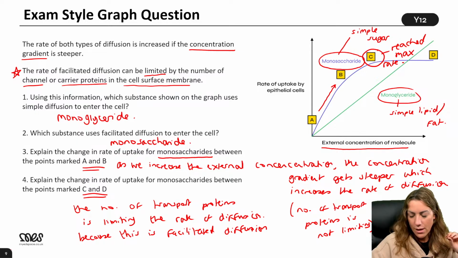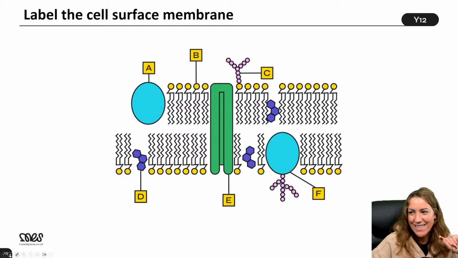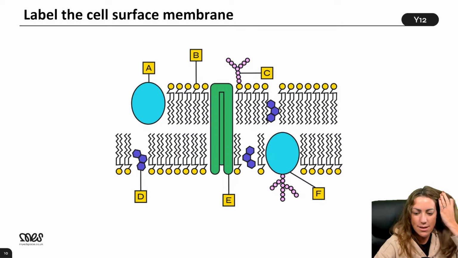Okay. Right, we've got a little activity quickly to finish. This is only going to take us 1 minute, so hopefully we won't go over by too much. I want you to tell me what the labels are. This is a full diagram now of a cell surface membrane. I've tried to include everything that we've discussed on this diagram.